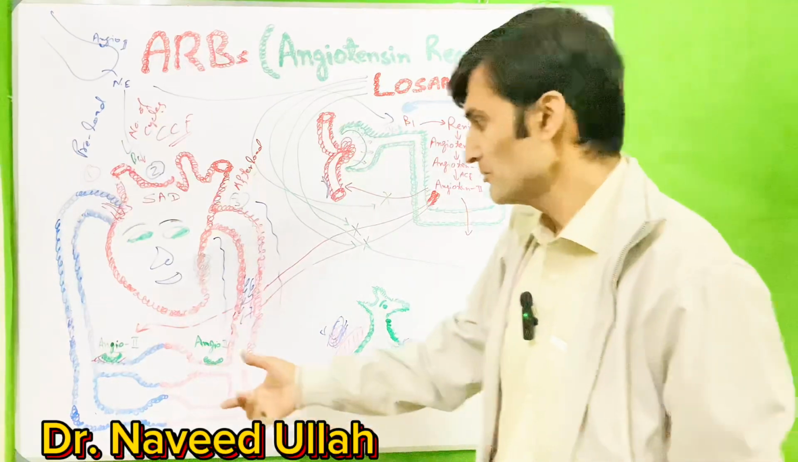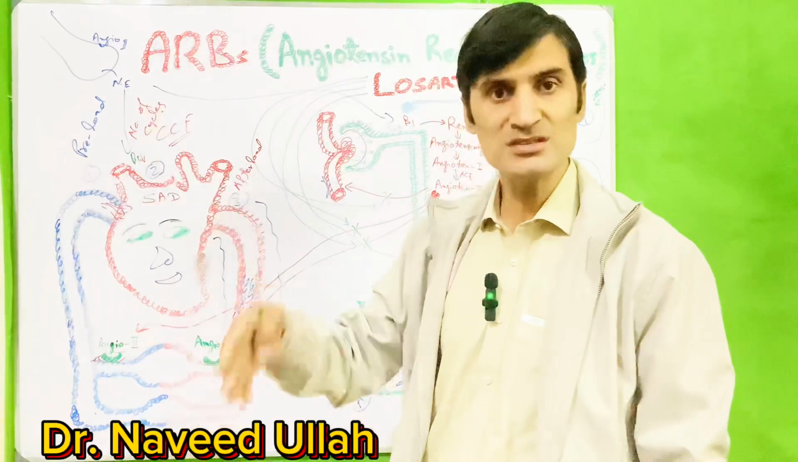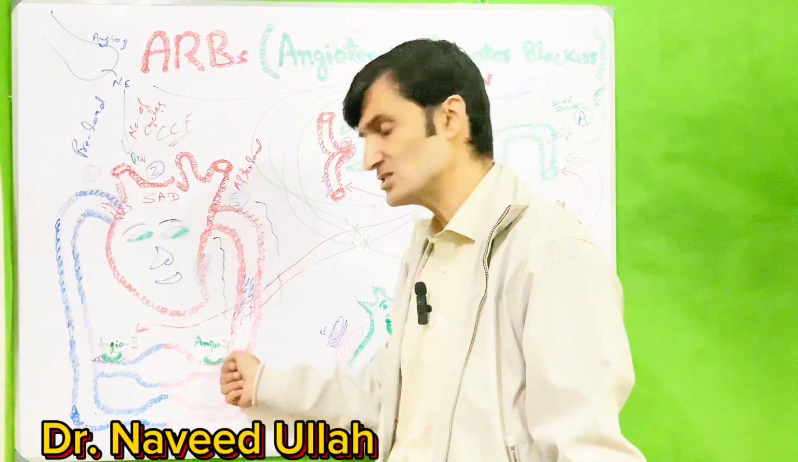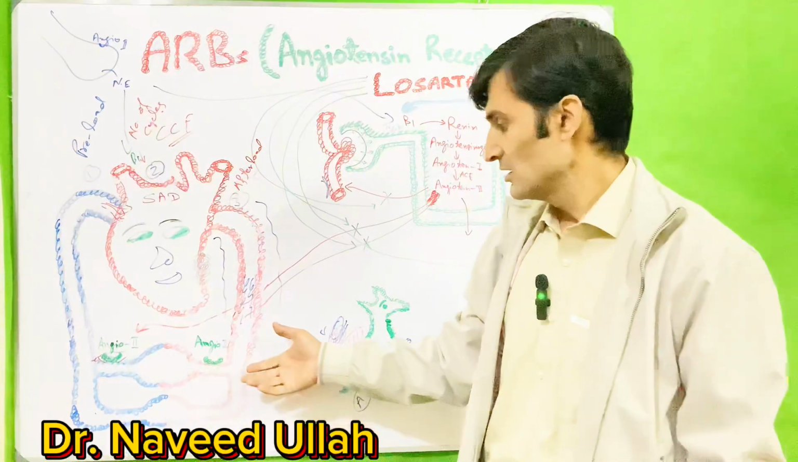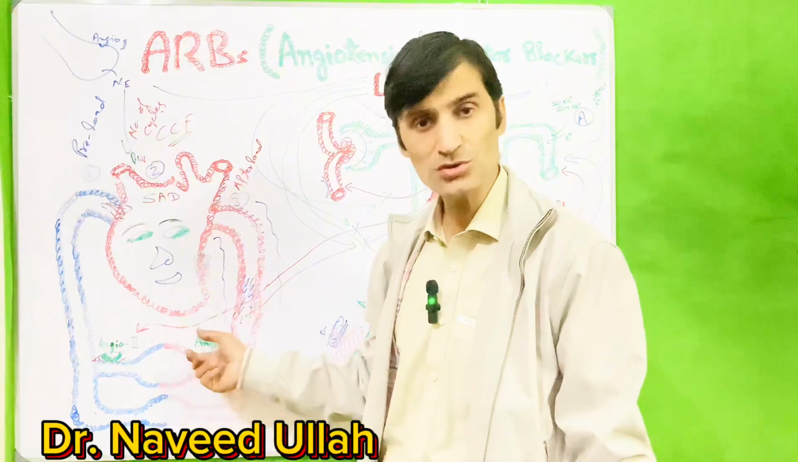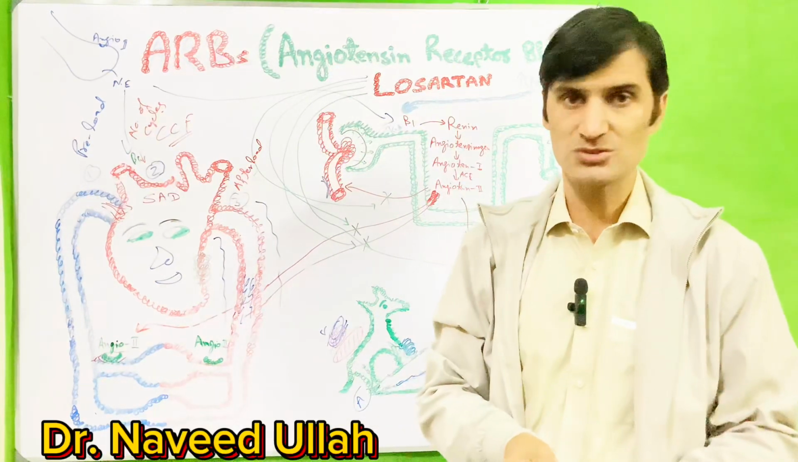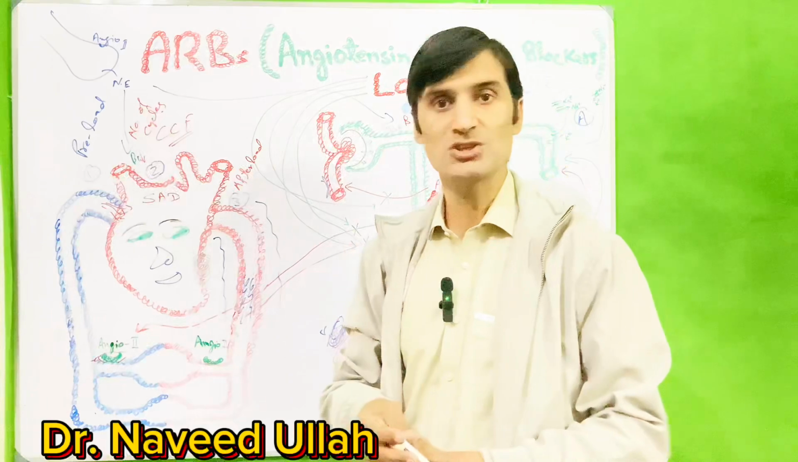For example, when there is constriction on the vein side, the cardiac output will be increased, and systolic blood pressure will rise. When there is constriction on the artery side, the constriction will be more and more at the artery side. The total peripheral resistance will be increased. When total peripheral resistance is increased, what will happen? The diastolic blood pressure will rise.